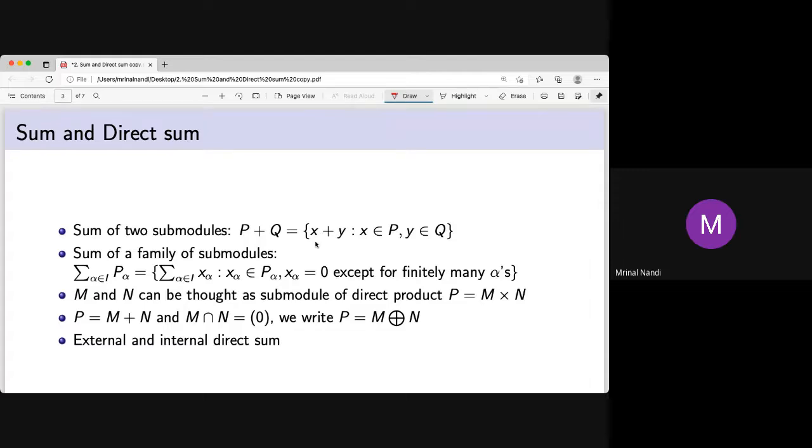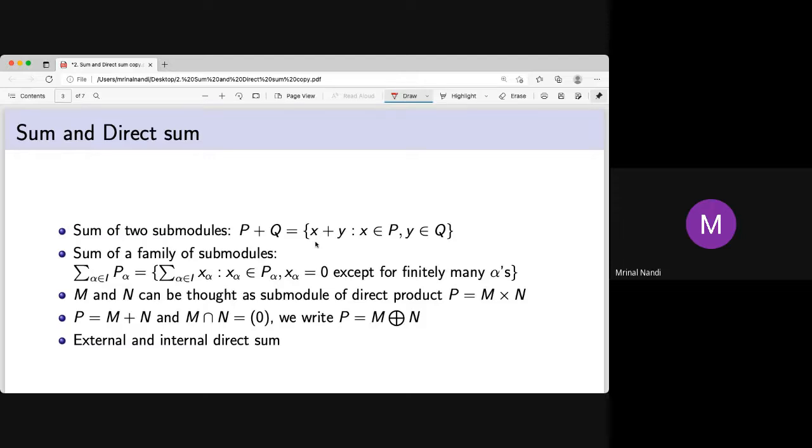Take any two elements x1 plus y1 and another x2 plus y2. Just add these two. Because it is commutative, using the commutative and associative properties, x1 plus y1 plus x2 plus y2 is x1 plus x2 plus y1 plus y2.